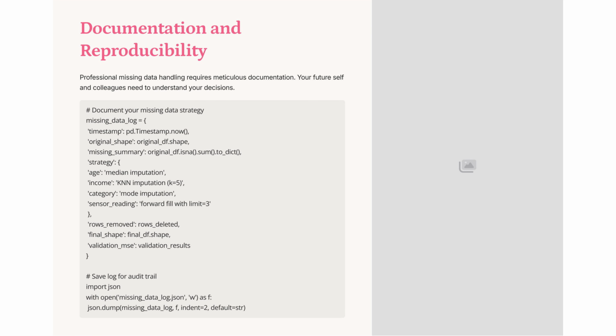Meticulous documentation is crucial in professional missing data handling. Log your strategy, including timestamp, original and final dataset shapes, and imputation methods for each column. Save this log as a JSON file for an audit trail, ensuring transparency and reproducibility in your data processing workflow.